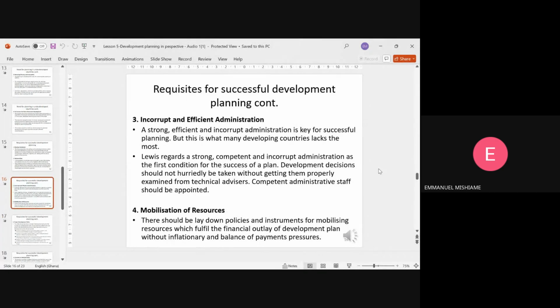The third thing that we need is incorrupt and efficient administration. Now, this is important because if whoever is managing your affairs is corrupt, is inefficient, or the team is inefficient, then there's a problem. Because you may have all the plans that you can draw, but then if you don't have qualified people to execute the plans, then you can't move ahead. Or if you have the right people, but whoever is in charge of making the final decisions is a corrupt person, steals funds, misappropriates funds, and does not account for things, then there is a problem. So you need an incorrupt and efficient administration. You don't need a partial person, you need an impartial person.